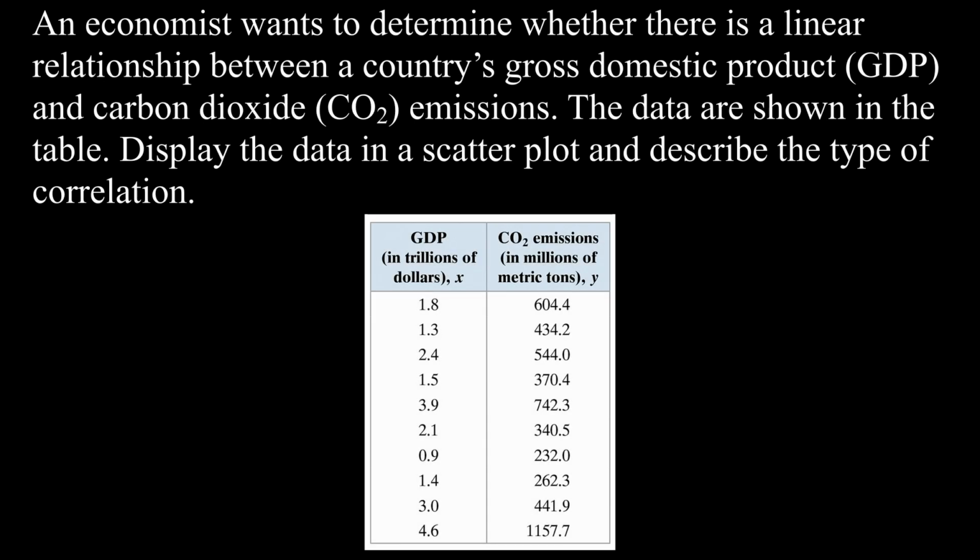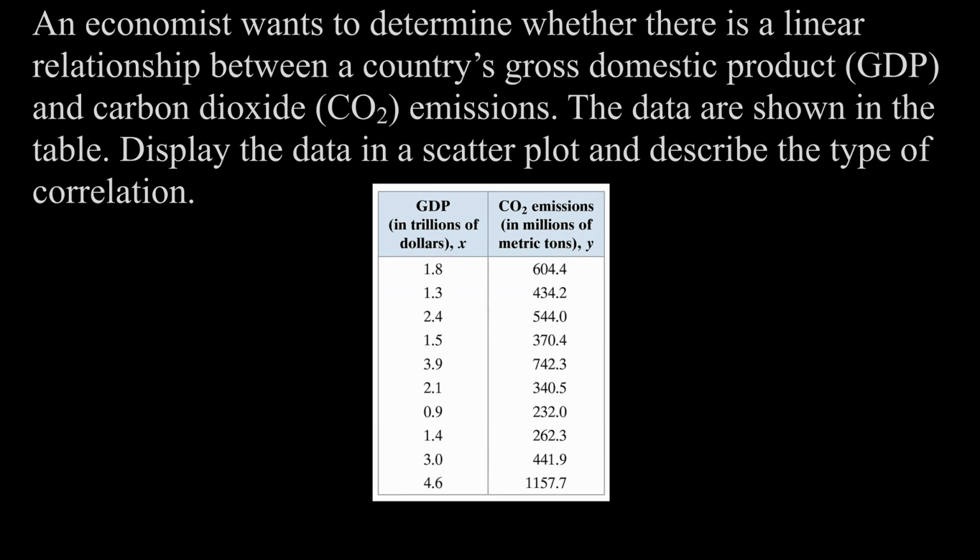So for our first example, we have that an economist wants to determine whether there is a linear relationship between a country's gross domestic product, GDP, and CO2, carbon dioxide emissions. The data are shown in the table, and we want to display the data in a scatter plot and describe the type of correlation, assuming that it exists.